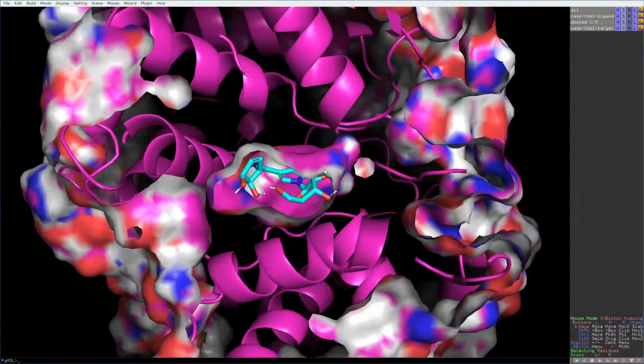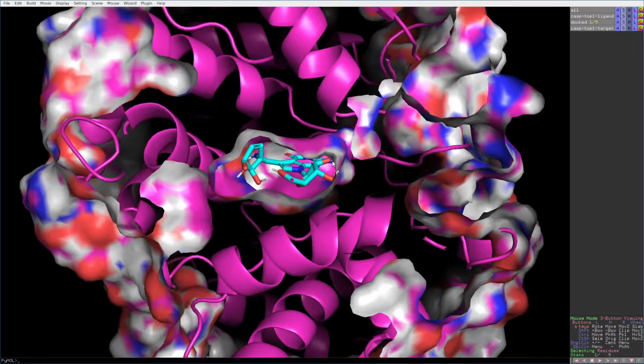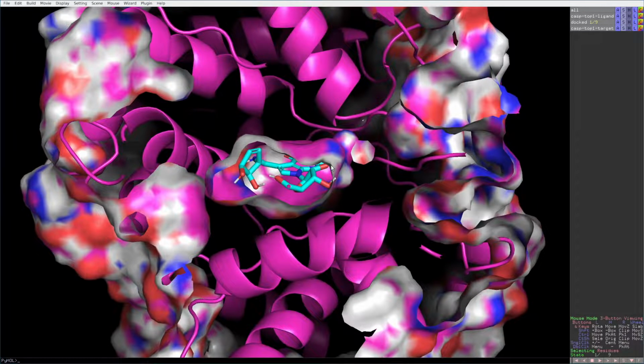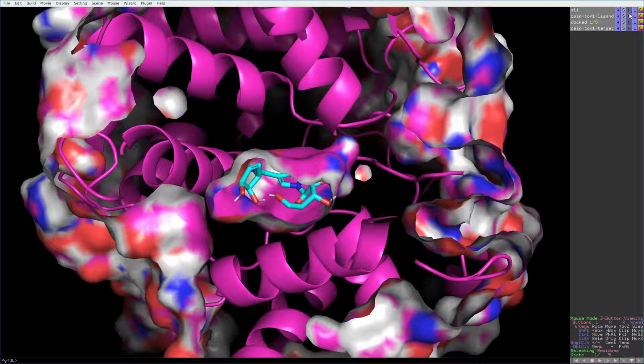Here's what the docking looks like. Wonder if you can hear my cat. And so this is showing the active site here.